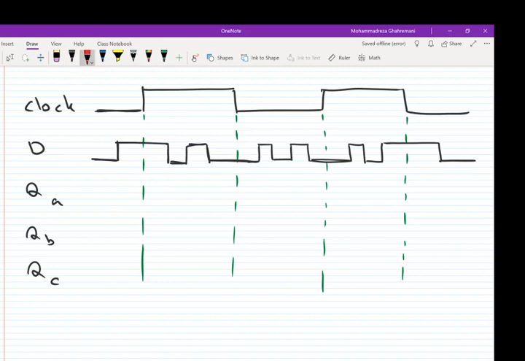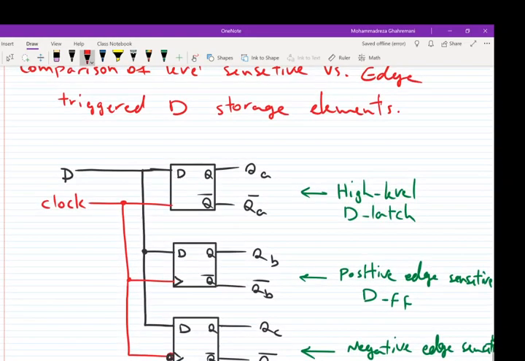So this graph is like at this region, the value of D is 0, 1, 1, 0, 1, 0, 0, 1, 0, 1, 0, 0, 1, 0, 1, 1, 0. Okay, so this one is the values, and we want to find QA. What is A? Let's go back to A. A is high level sensitive D-latch. High level sensitive D-latch, I said that as long as the clock cycle is high, the output follows the input.